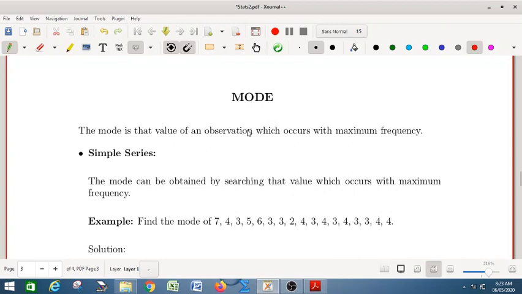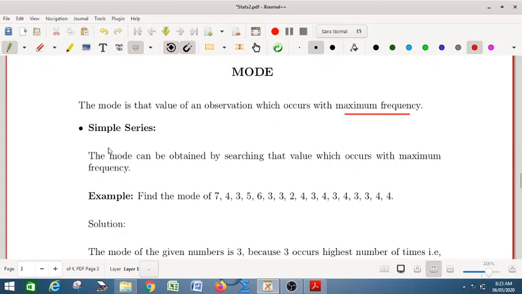Now we'll explain another positional average, that is mode. Mode is the value of the observation which occurs with maximum frequency. So mode is the observation with maximum frequency, or the one that occurs the maximum number of times in the distribution. In a simple series, it can be easily obtained by observing the value which occurs with maximum frequency.